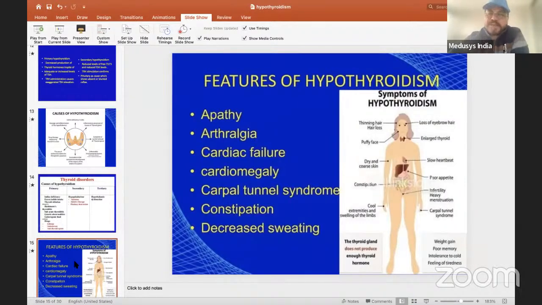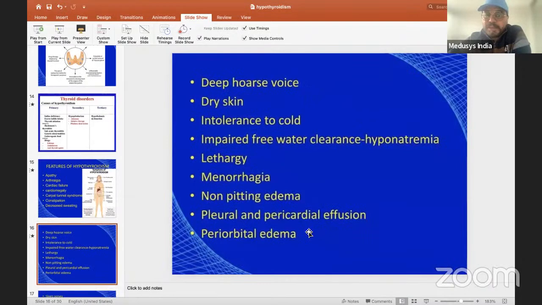The first thing is the patient may be having some thinning of hair, loss of hair, arthralgia, cardiac failure, cardiomegaly, carpal tunnel syndrome, constipation, decreased sweating, deep hoarse voice. What you will see when you touch the patient and feel the pulse: the patient will most likely be bradycardic. The patient will have dry skin.